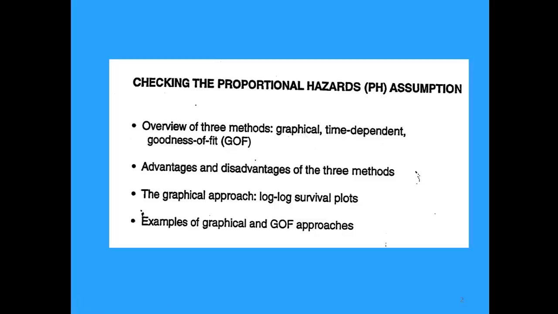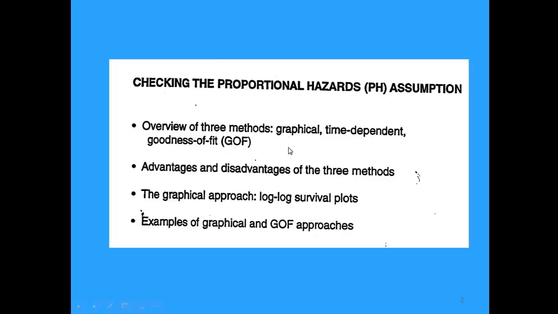You look at the plot, and depending upon what the plot says, you're going to say, I think it's satisfied or I don't think it's satisfied. And then based on that, you're going to decide what to do next. If it's satisfied, you may say, okay, I can use the Cox proportional hazards model. If it's not satisfied, then I can't. That's the idea. Okay, so there are these three methods.